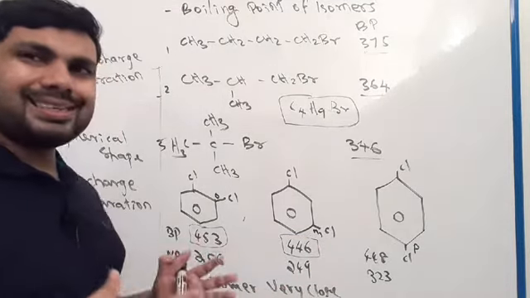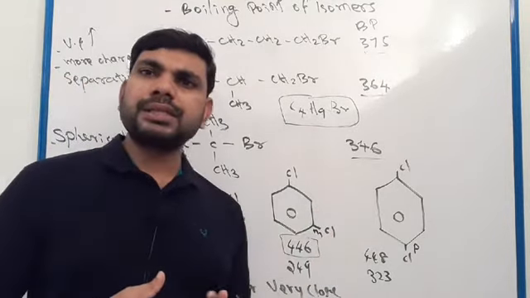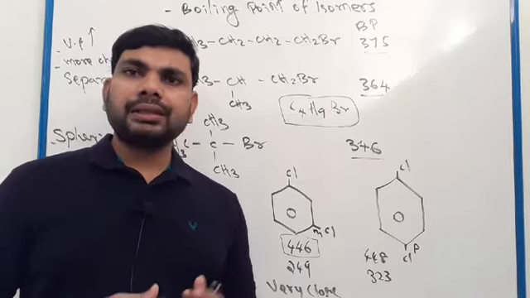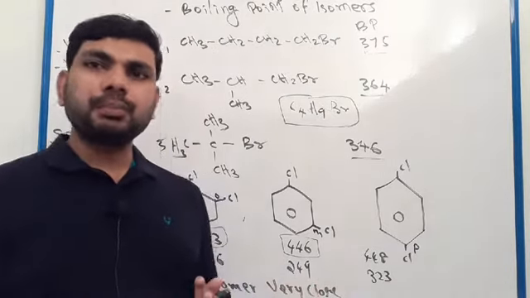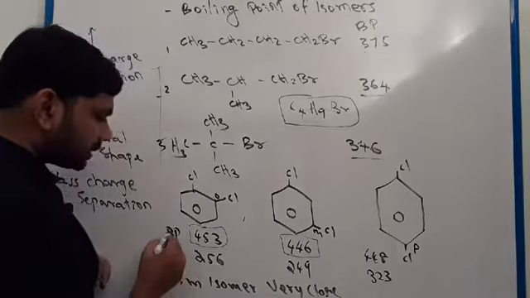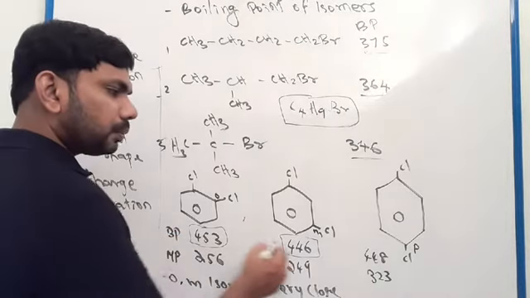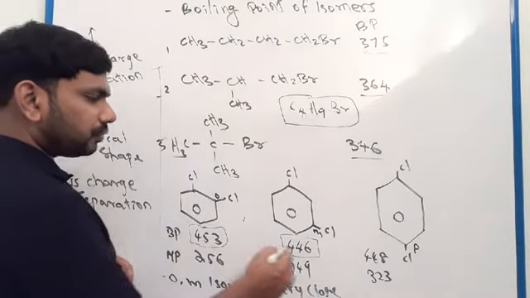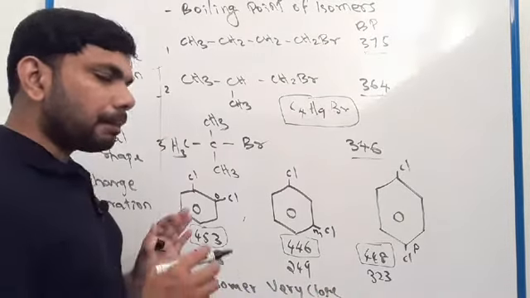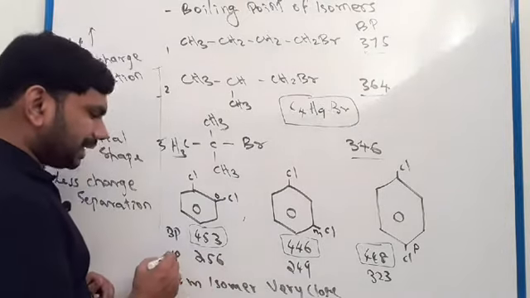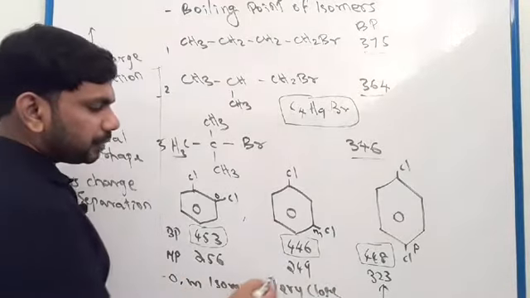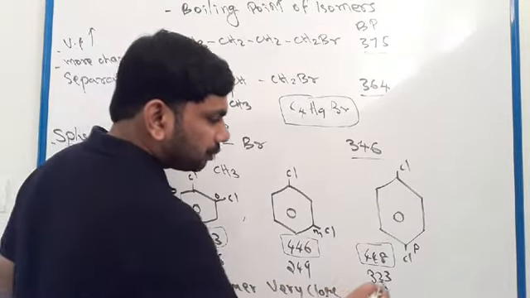Here in dichlorobenzene, they have almost similar melting and boiling points, but we can observe one difference. Here is the boiling point: almost similar, 453, 446, 448. They have almost similar boiling points. See here the melting point: when you observe the melting point, it is 256, 249, 323.